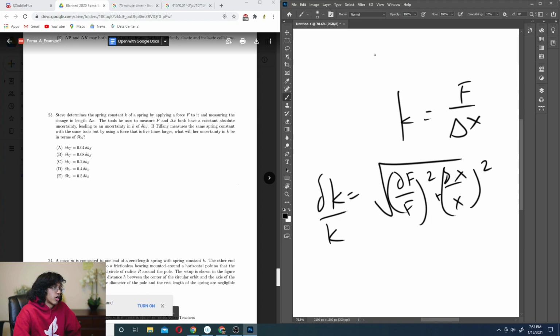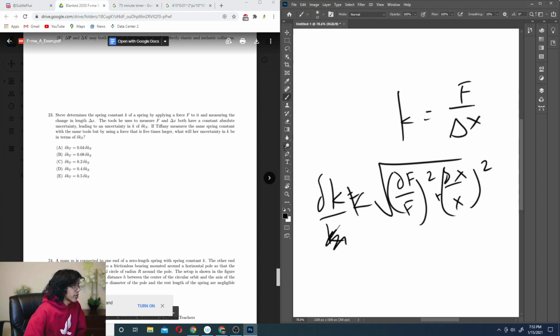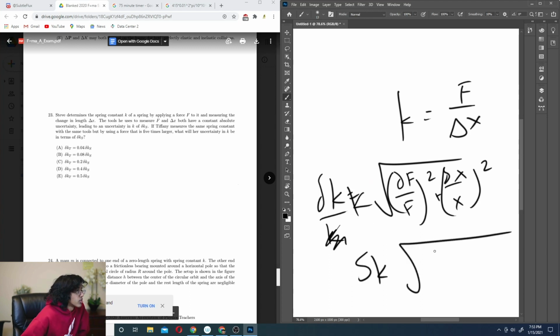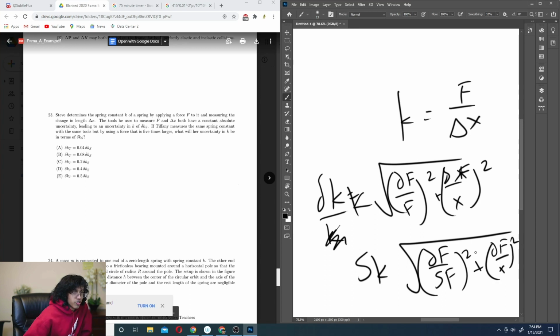Okay, so originally this times K gives you that. So if you multiply the force by 5, your K also gets multiplied by 5, so you get 5K. Using the same tool, this stays the same, over 5F squared plus, oh, they both have the same absolute uncertainty. Okay, so this would also be like F, so this is F over X squared. Wait, how do you multiply this to get there though? Oh no, this is different, so this is X, okay. Oh, the same spring constant. Oh, so that means this is also 5x. Oh, that makes so much more sense.